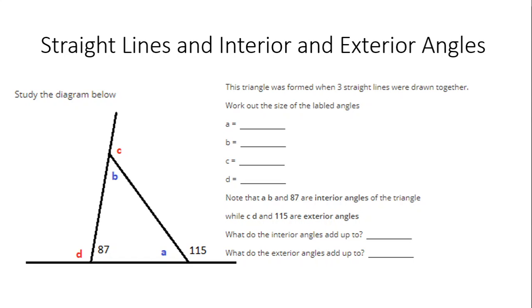Next, straight lines and interior and exterior angles. So here we have a triangle that was formed from 3 straight lines drawn together. Work out the labeled angles.